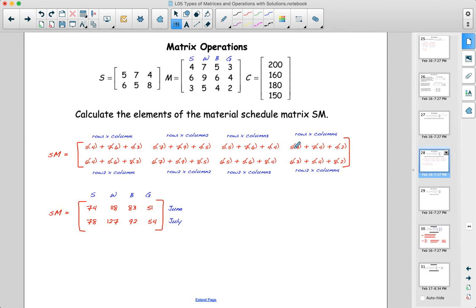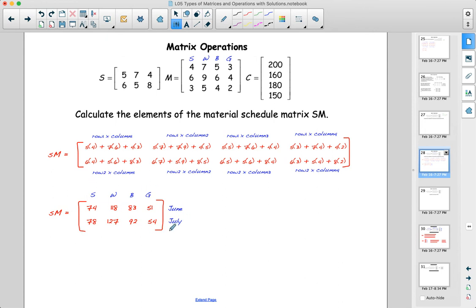And this last one is in position 2, 4, row 2, column 4, so 6 times 3 plus 5 times 4 plus 8 times 2. Hopefully you're getting the hang of that, because that's an awful lot of talking to describe the elements in that detail. If you feel like you're getting it, feel free to fast forward. So that gets me to here. When we punch all of this into our calculator, we get 74, 118, 83, 51, 78, 127, 92, and 54.